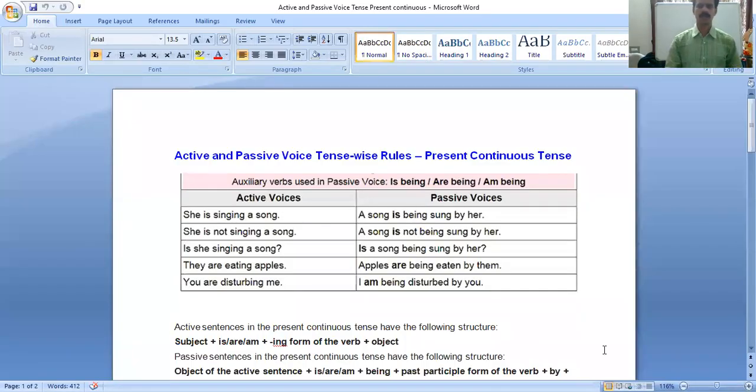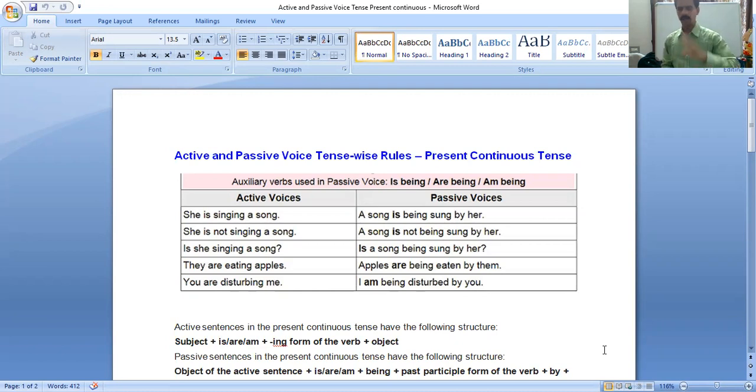Next, let me guide you towards the present continuous. I hope that you can see what is here now: the active and passive voice tense rules for present continuous. See one example: She is singing a song. Its passive is given here. The structure is given above: is being, are being, am being. And the general rule is that the third form of the verb is always used in passive voice.